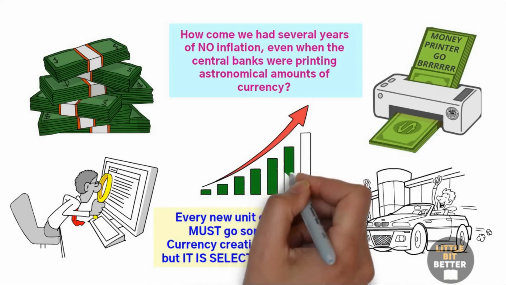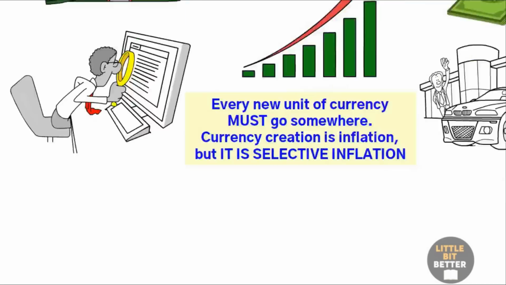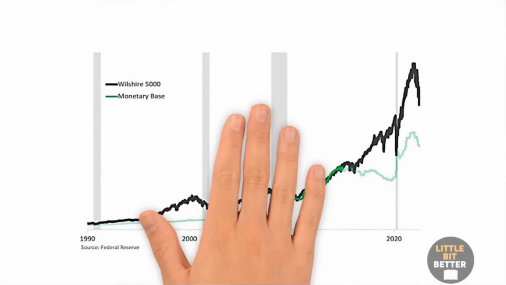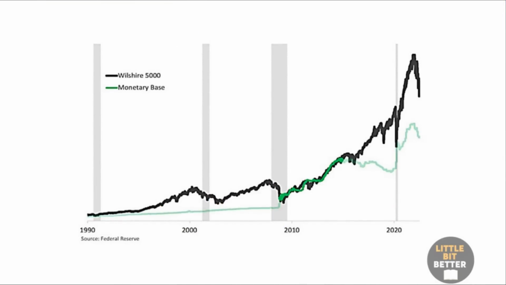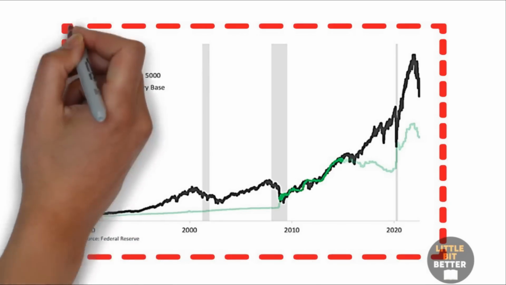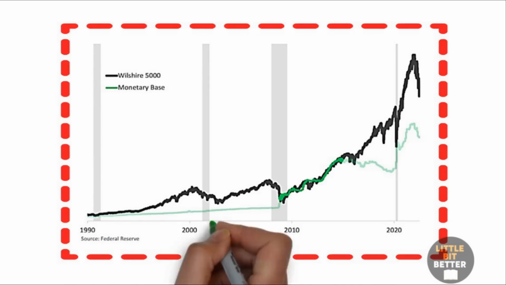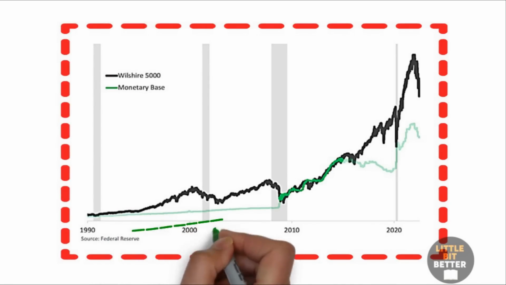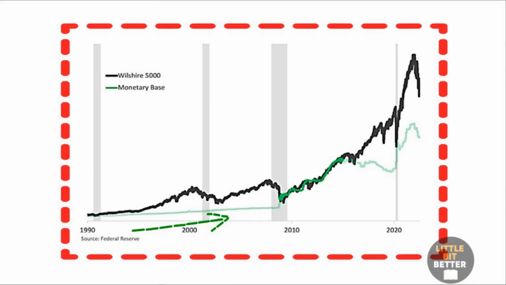I will show you 2 graphs and you will see the correlation yourself. This first graph shows the correlation between the monetary base and the Wilshire 5000 index. Monetary base simply means how many dollars the American Central Bank injected into the economy, and it is shown with a green line in the graph.